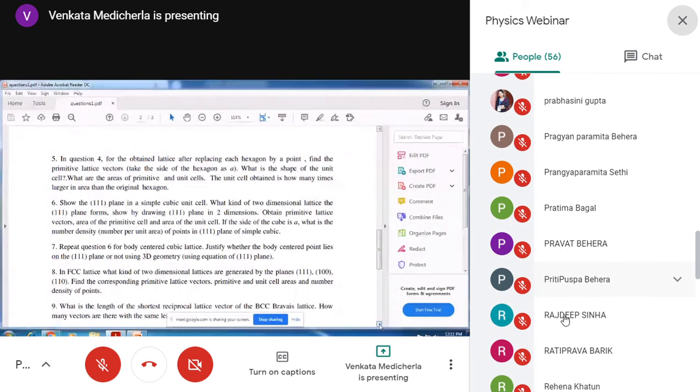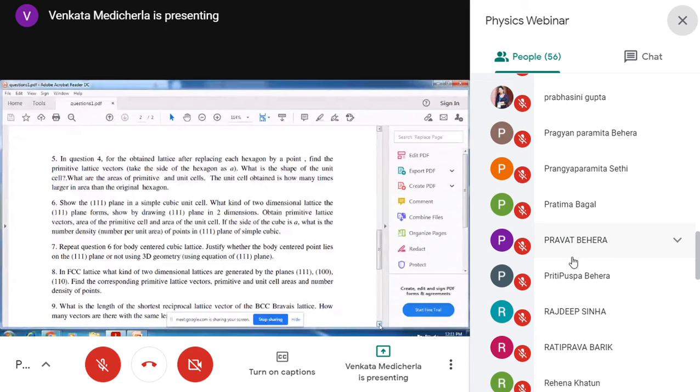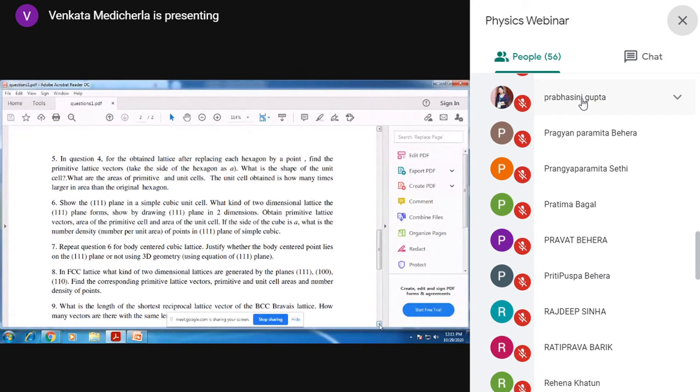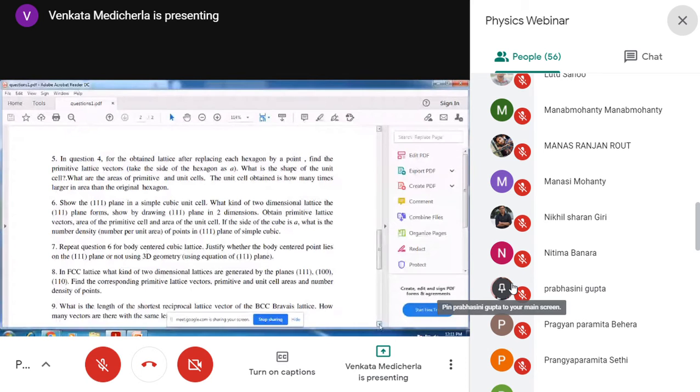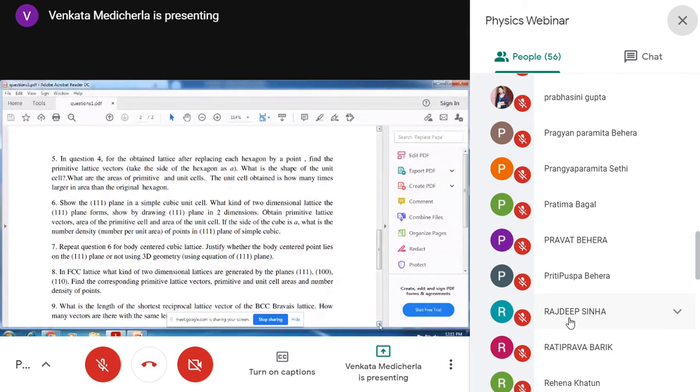Okay, anyhow. So where we are now, that's very simple. Now justify whether the body centered point lies on the 111 plane or not. I have already told you that it does not lie. It lies above the plane. Then let's come to problem 8.